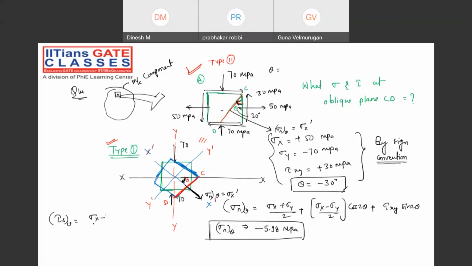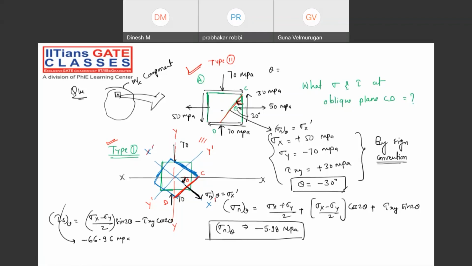Tau s theta equals sigma x minus sigma y by 2 whole bracket sine 2 theta minus tau xy cos 2 theta. From here, just calculate tau s theta. You will get minus 66.96 megapascal. Check it out. Please check the answer and let me know the correct answer for this one.